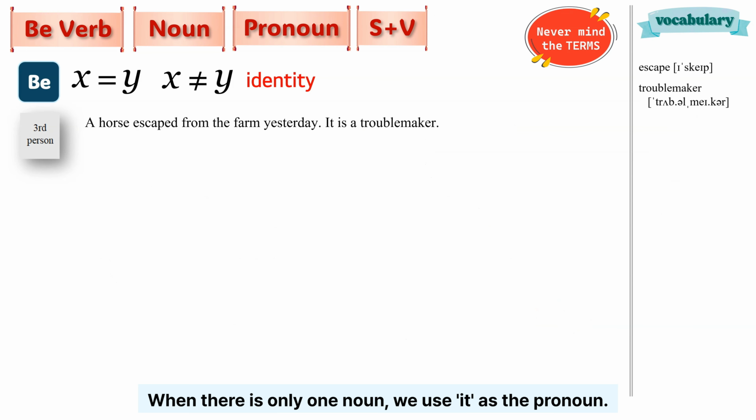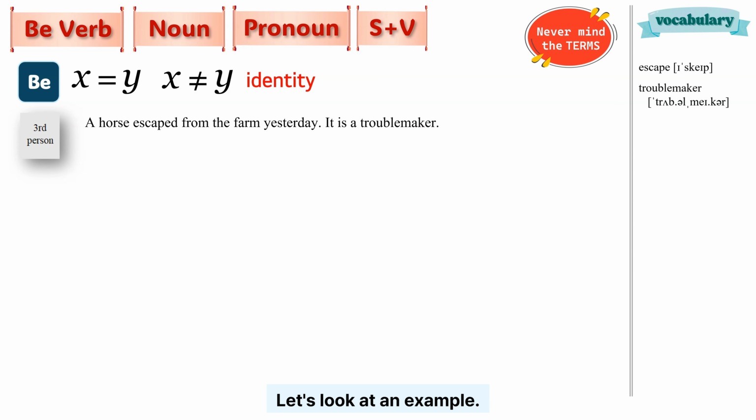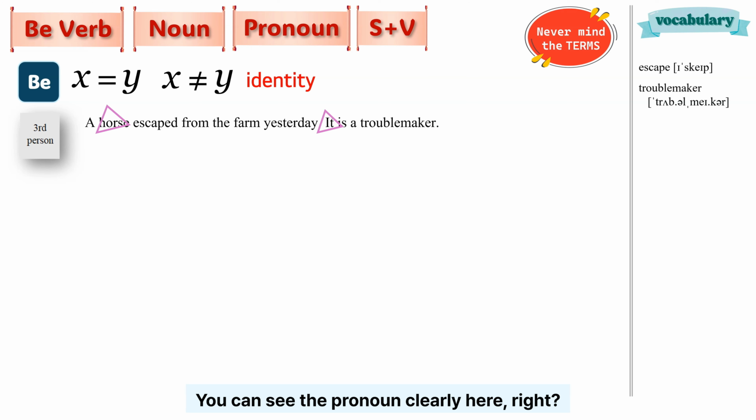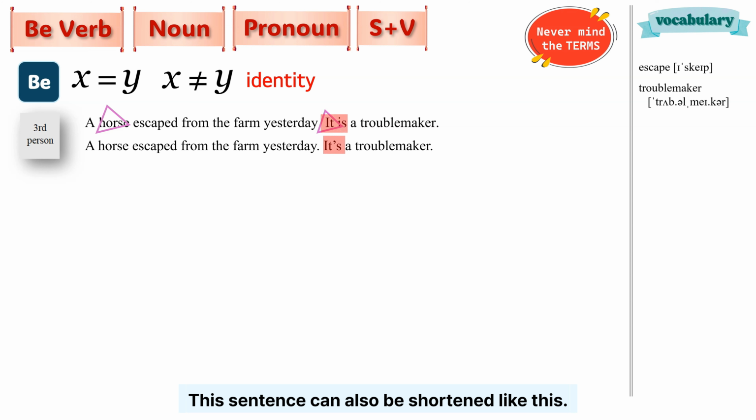When there is only one noun, we use it as the pronoun. Let's look at an example. The horse ran away from the farm yesterday. It is a big problem. You can see the pronoun clearly here, right? This sentence can also be shortened like this. Let's check the stress and listen.